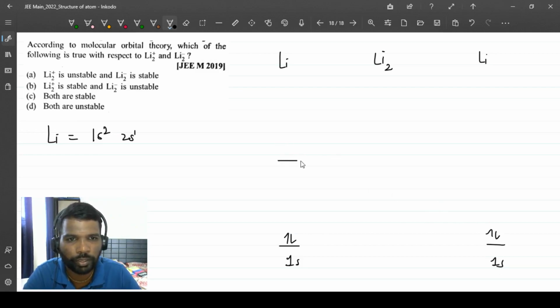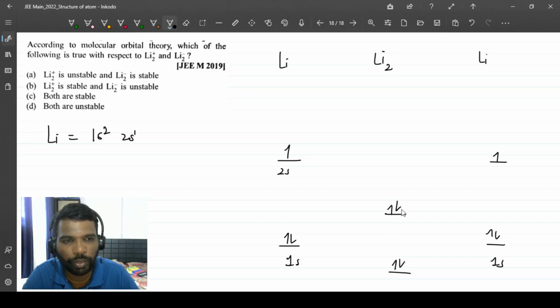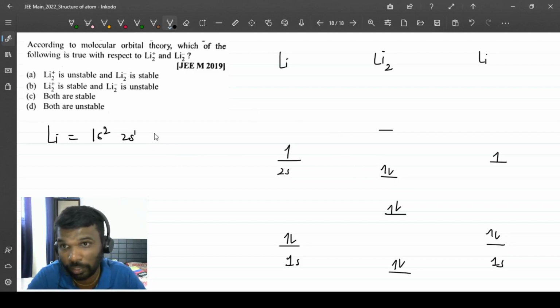This is 2s, right? This is 2s. One electron over here, one electron over here. So this is anti-bonding, this is bonding. So here there will be two electrons and here there will be two electrons. Here this is anti-bonding, this is bonding. So 1 and 2. The question asked has two things. They have said Li2 plus and Li2 minus.